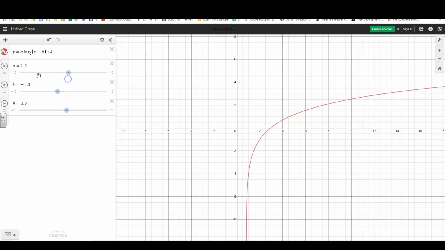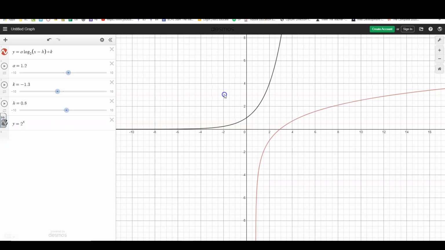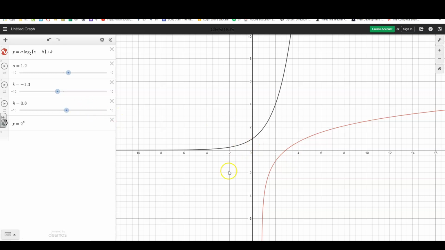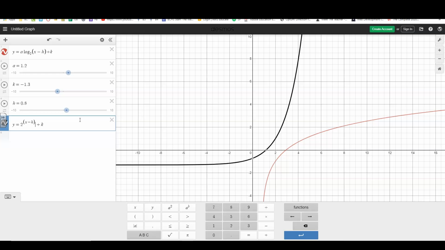So another thing that we can show here is how the exponential function goes right along with it. So if I have another function, y equals 2 raised to the x, you can see the relationship between these two things is we have an inverse. And I'm going to match this up exactly. I'm going to put x minus h, and I'm going to put a plus k here, and I'm going to put an a value here, just so it's all the same.